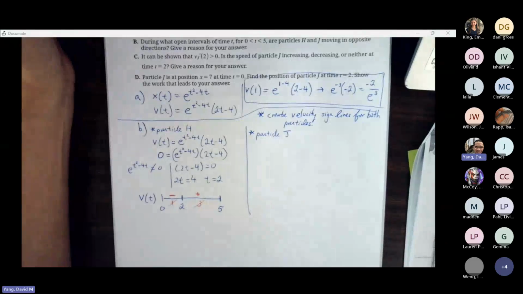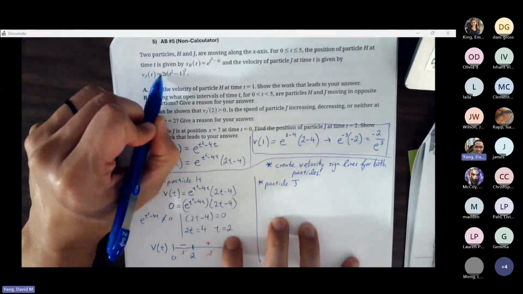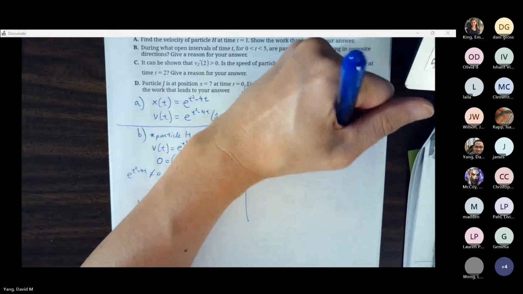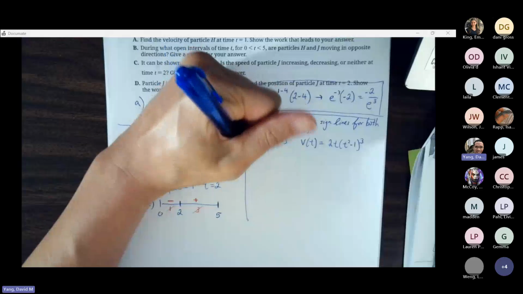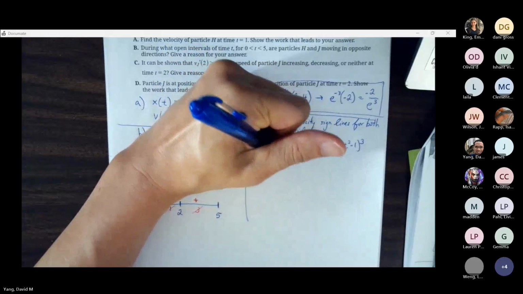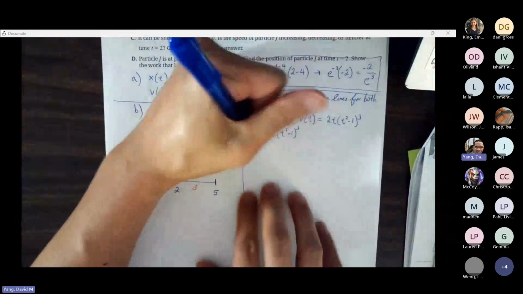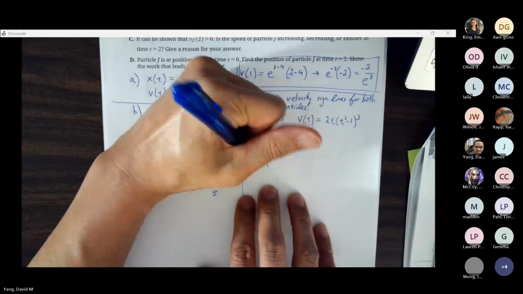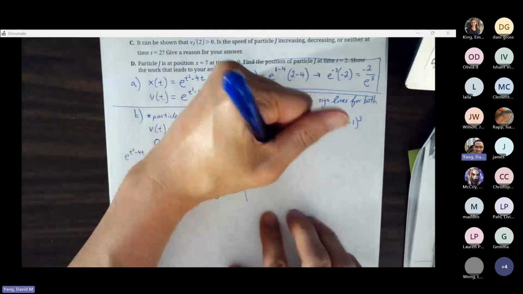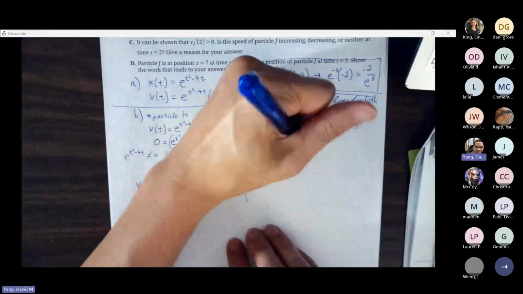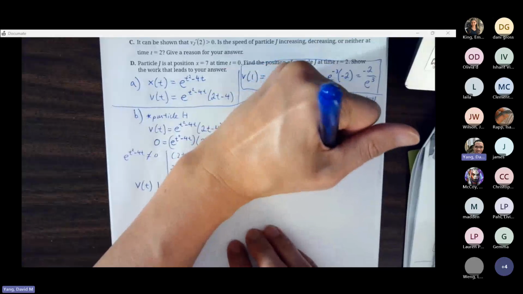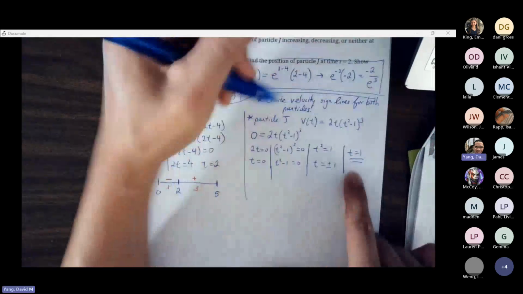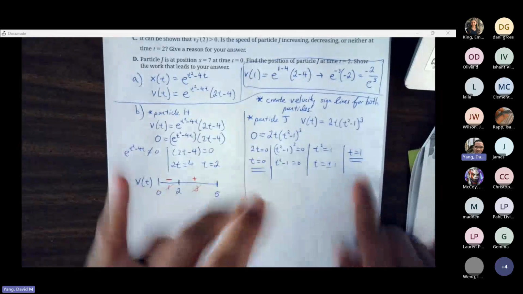All right, let's build out our sign line for particle J. We're going to take the velocity for particle J and set that equal to 0. It's already in factored form, so 2t equals 0, and also t squared minus 1, cubed, equals 0. Here, that's just going to be 0. Here, if I take the cube root of both sides, I can get rid of that cube. Solve for t. Take the square root, I get plus or minus 1. But we have our bounds from 0 to 5, so negative 1 is out, so just t equals 1. So we only have to worry about 0 and 1, but 0 is a duplicate because 0 is an endpoint. So really it's just 1.